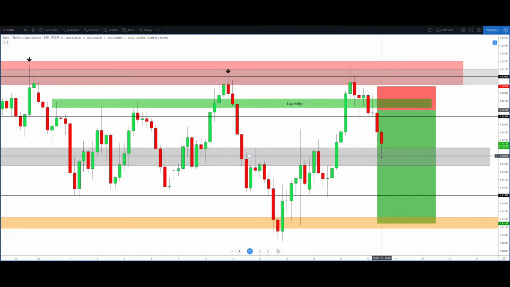Obviously, guys, here we have already taken out part of the profit and moved the stop loss to break even, so here we don't have a really interesting opportunity.